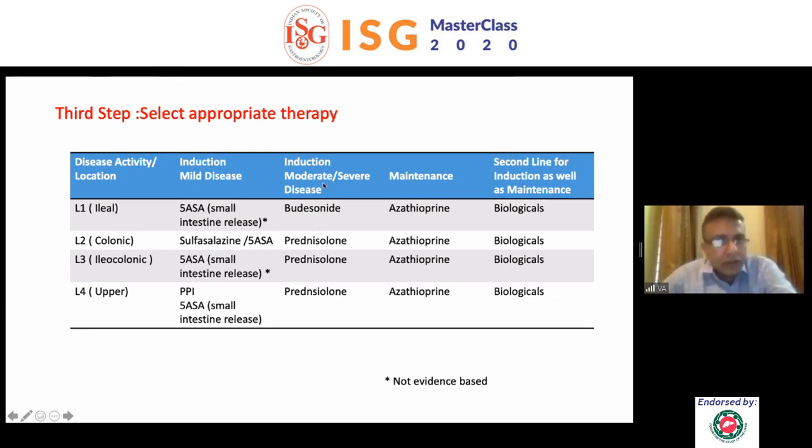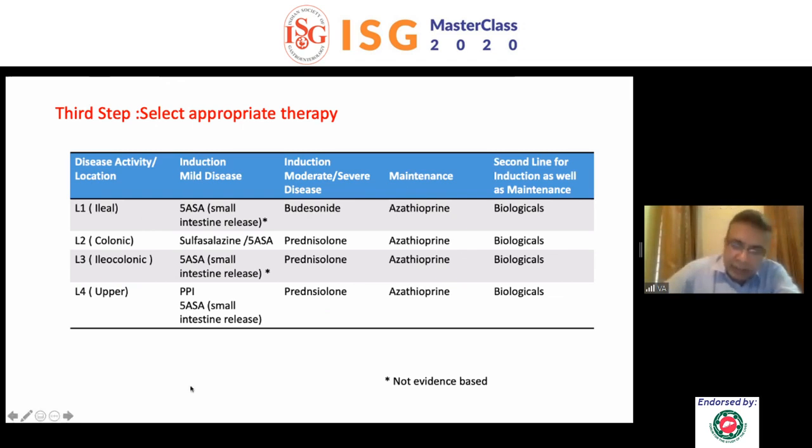Budesonide for induction of moderate to severe disease. For maintenance, azathioprine is the best drug. And second line is biological. Whenever steroids don't work, azathioprine does not work. So if it is a colonic disease, then you would like to use sulfasalazine or 5-ASA. Induction, if it's a moderate to severe disease, prednisolone, and maintenance remains azathioprine, second line remains biologics. If it is an ileocolonic disease, again the same. If it is an upper GI disease, then you may have to add proton pump inhibitors in addition.